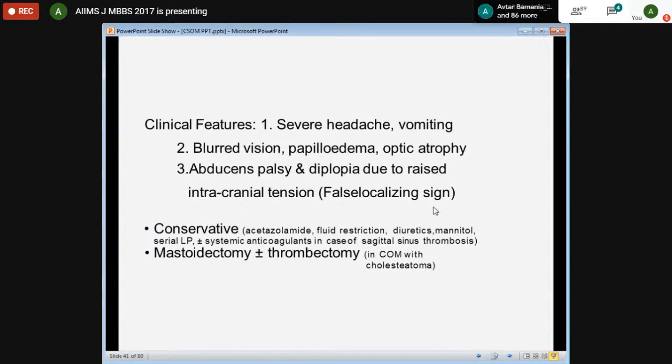And then there is a conservative approach. So how do we treat it? We treat it by giving acetazolamide, which reduces CSF production, by fluid restriction, by diuretics, and mannitol. Mannitol will decrease the intracranial tension. Systemic anticoagulants in case of sagittal sinus thrombosis. And what we do is mastoidectomy as well as thrombectomy. In thrombectomy we take out the thrombus, leading to exposure of the arachnoid villi, and that will start absorbing the CSF, and gradually it will be normalized. So this is the treatment we do in otitic hydrocephalus.